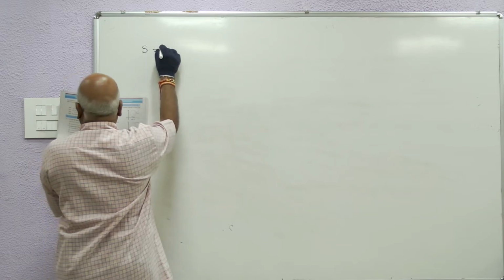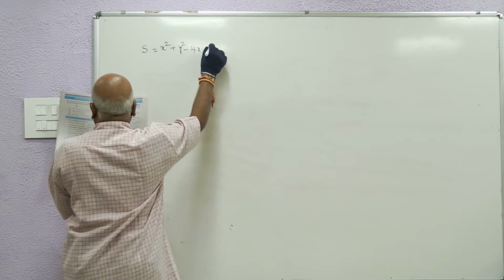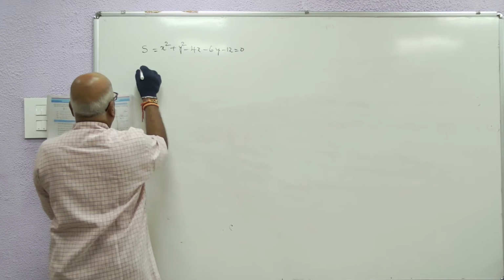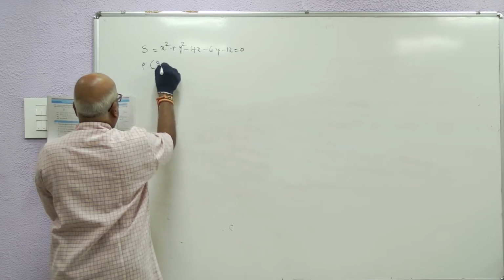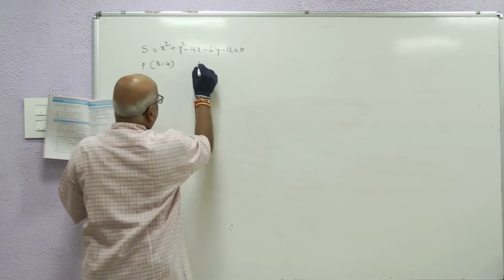S equal to x square plus y square minus 4x minus 6y minus 12 equal to 0. Point is 3 comma 4. The question is, find the position of the point.